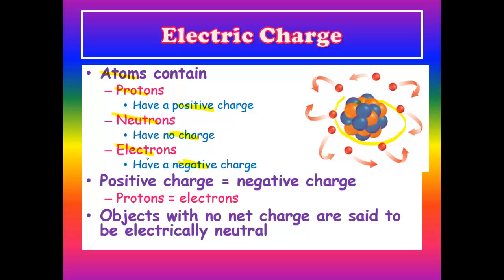Now the key here is that the positive charge of the proton matches the negative charge of the electron. So the protons and the electrons for a neutral atom equal out. Because these objects are said to have no net charge, meaning that they have no charge, we call them electrically neutral. So those are some key ideas about the atom that you have to understand with electricity.